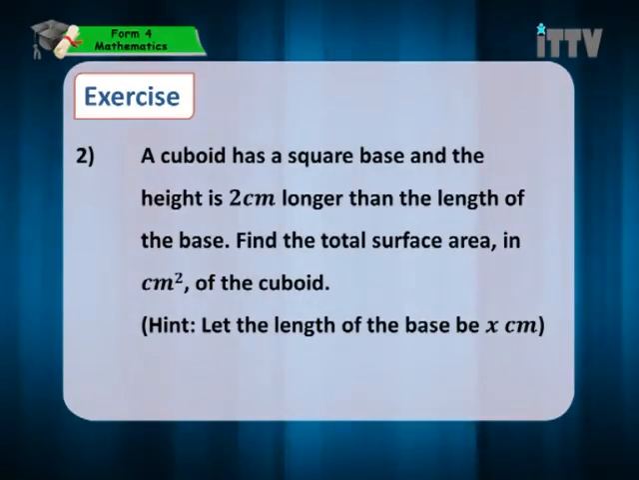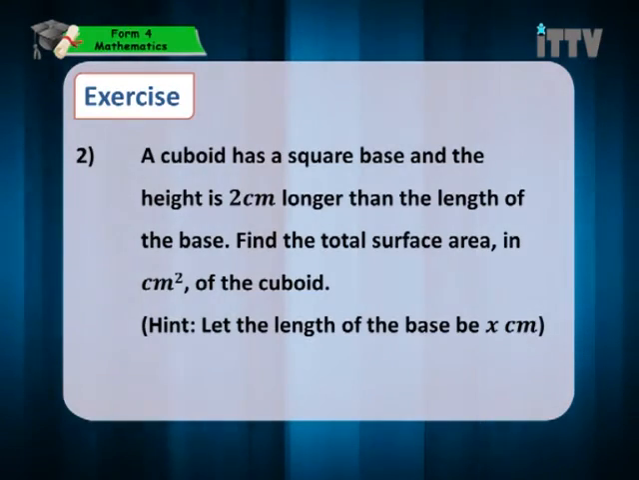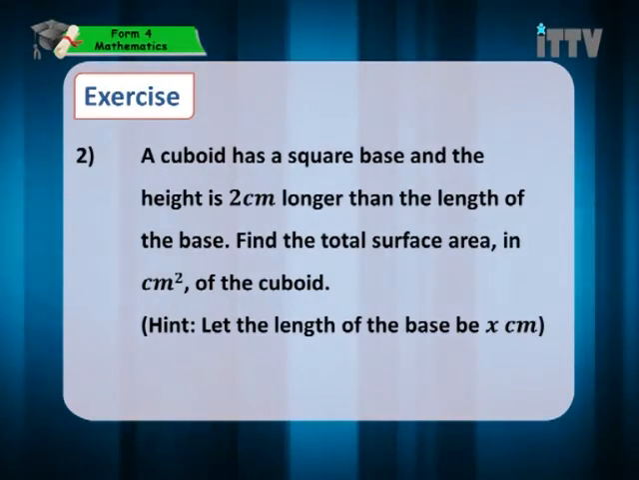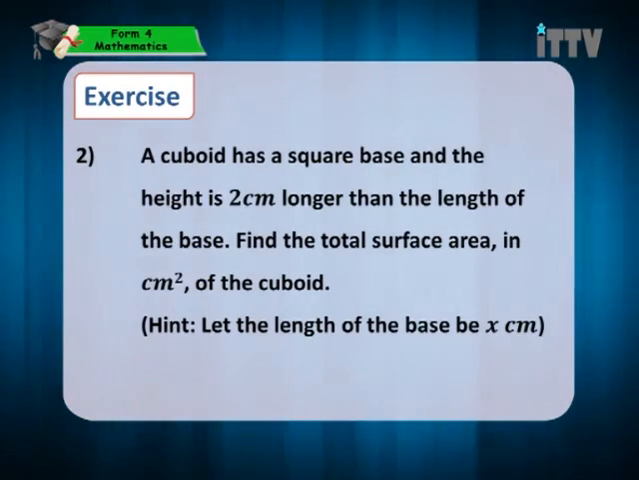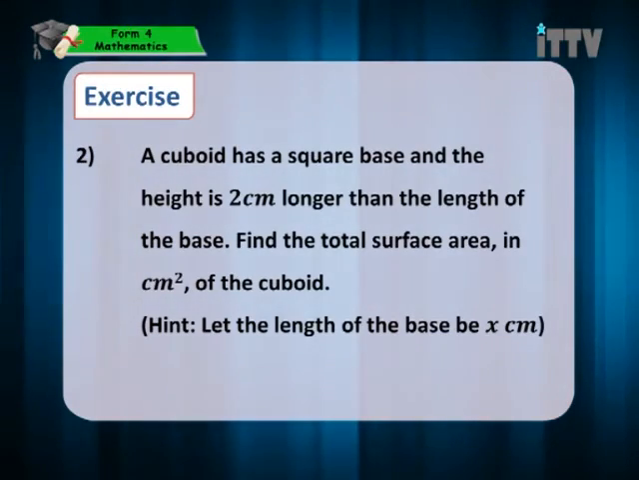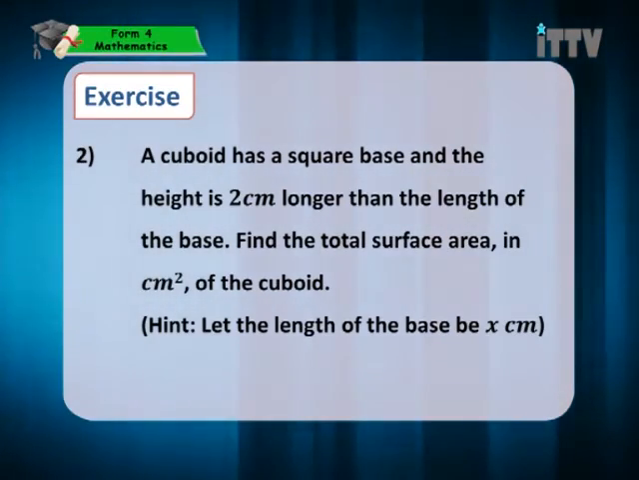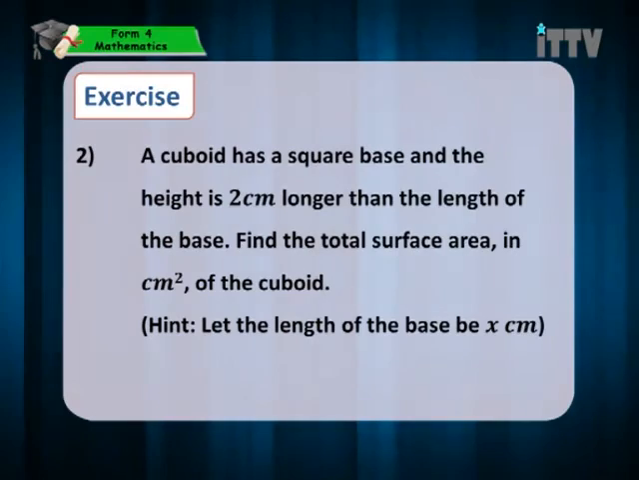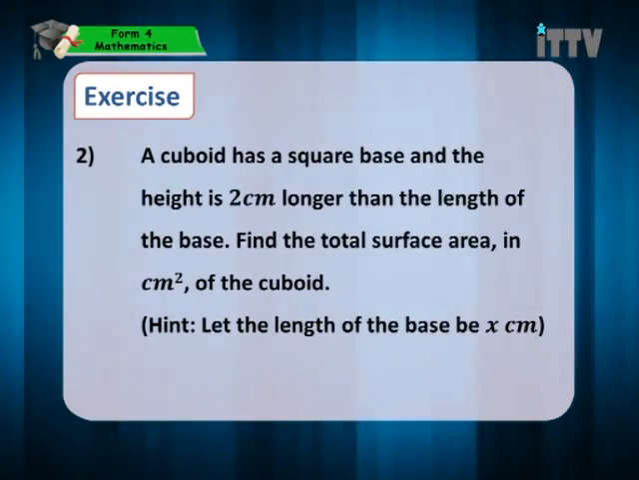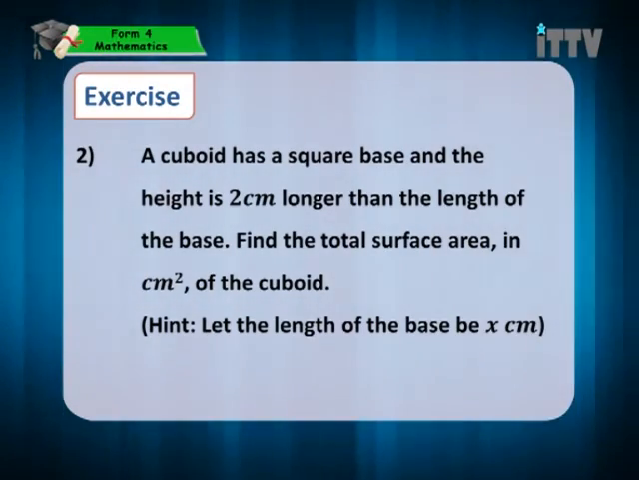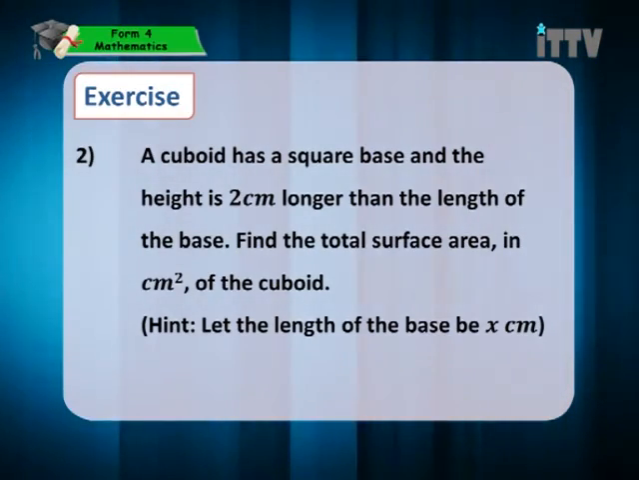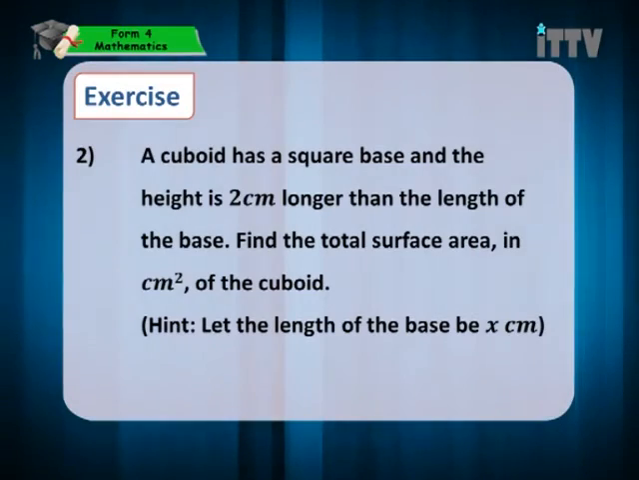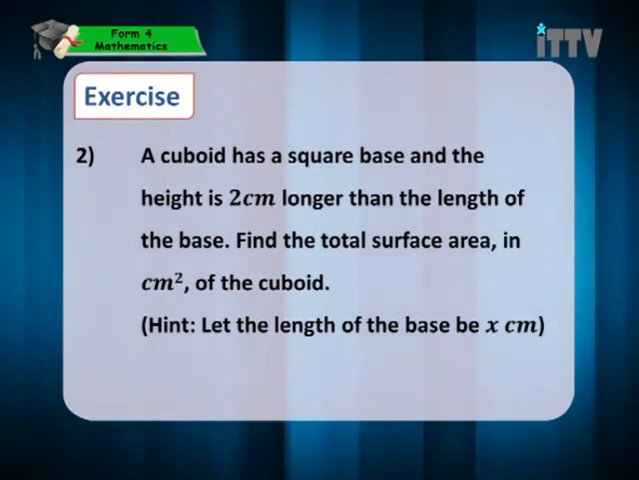Alright, our last exercise for today. Alright, it has to do with forming a quadratic expression based on a specific information. Alright, let's read together. A cuboid has a square base, and the height is 2 cm longer than the length of the base. Find the total surface area in cm square of the cuboid. Alright, use that hint. Let the length of the base be x centimeters.